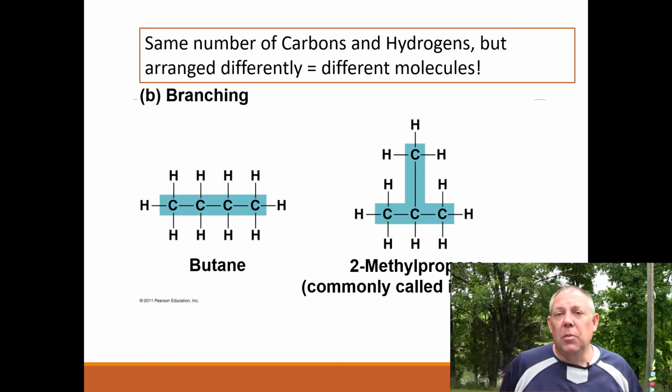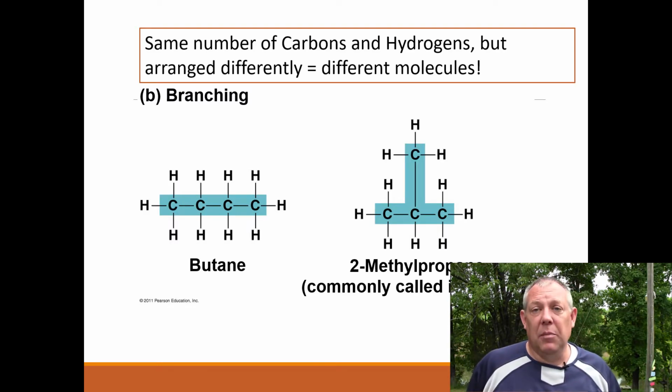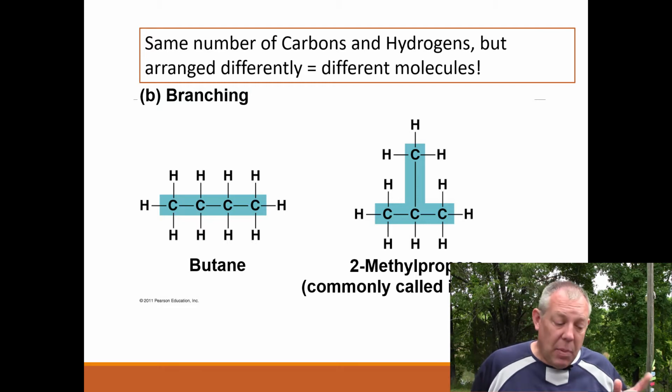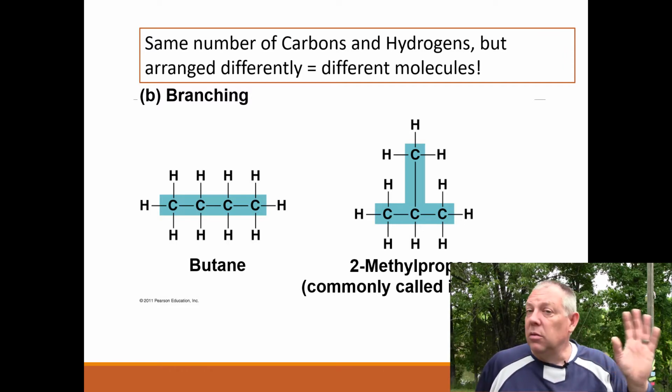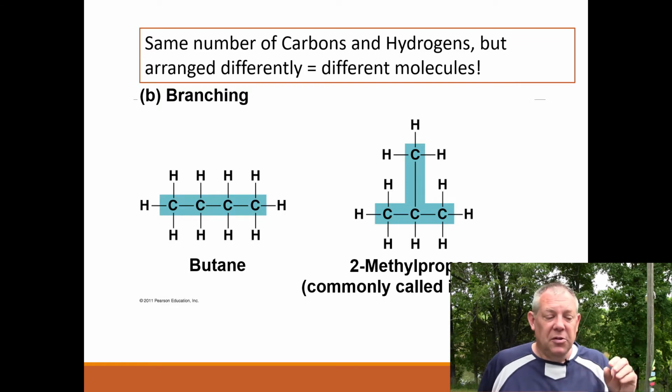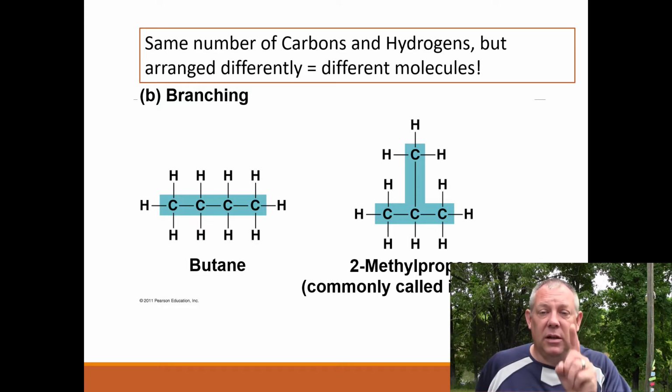Now here we've got 2 molecules that have the same number of carbons in them, but they're arranged differently. You see, butane, they're all just in a straight line. Methylpropane, they are branched, different properties, different molecule. So just a very subtle change, even though they've got the same molecular formula, the same number of carbons, the same number of hydrogens. If those atoms are arranged differently, you got a different molecule and it behaves differently.